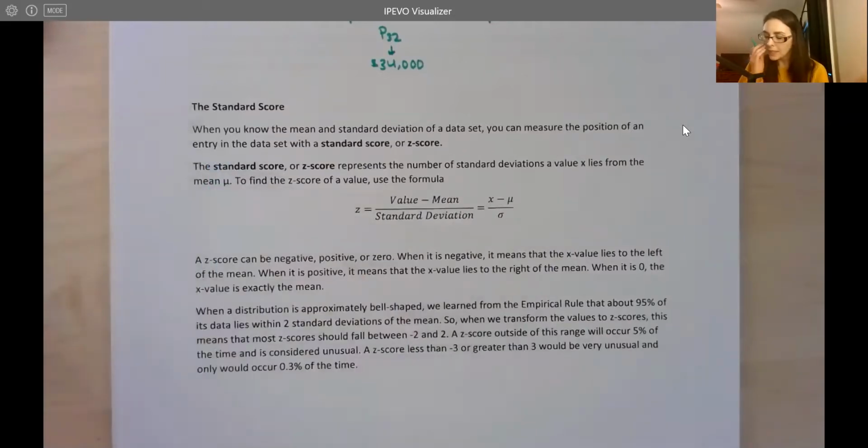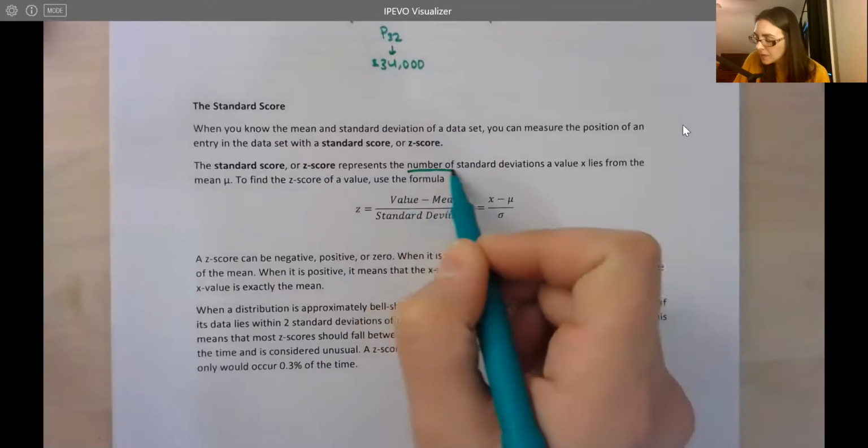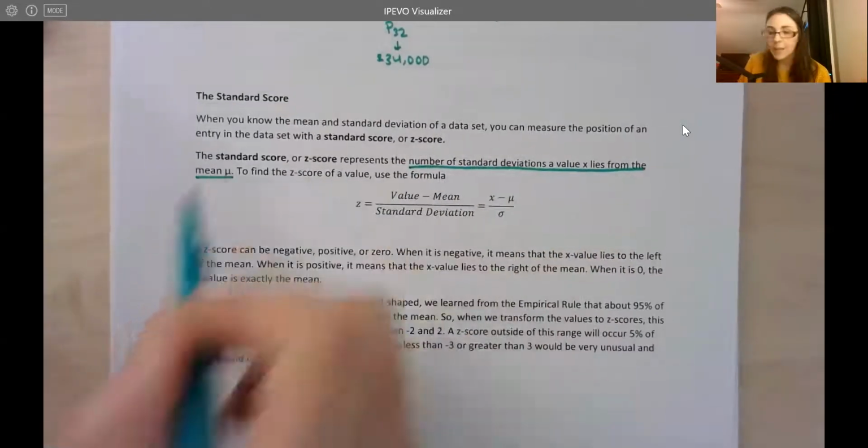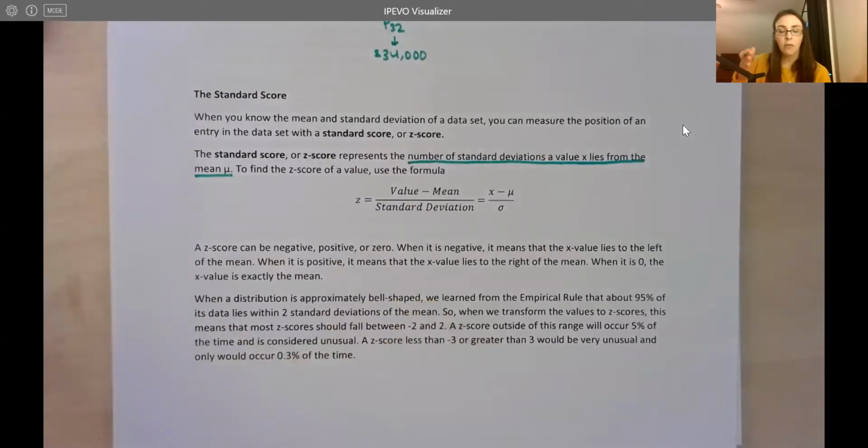When you know the mean and standard deviation of a data set, you can measure the position of an entry in the data set with a standard score or a Z-score. The standard score or Z-score represents the number of standard deviations a value X lies from the mean. So it tells you how far away from the mean that data point is in reference to the standard deviation.